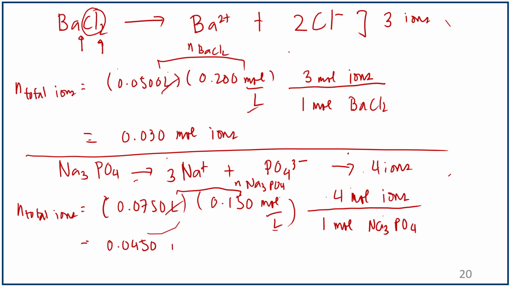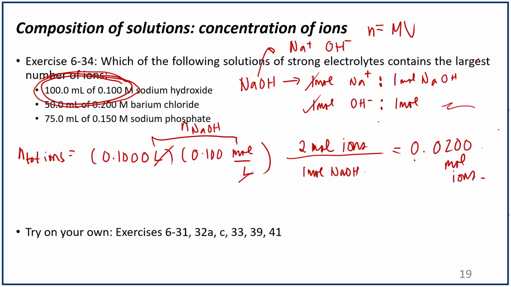And this should just give you 0.0450 moles of ions. This number of course is much larger than the number for barium chloride. And let's check sodium hydroxide. That's 0.020. So therefore, the one with the greatest number of ions should be sodium phosphate.